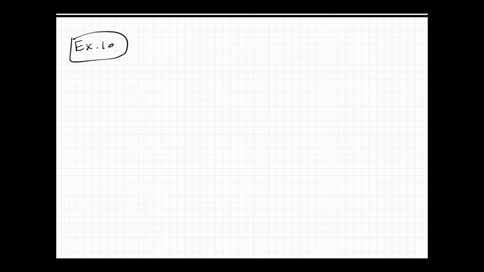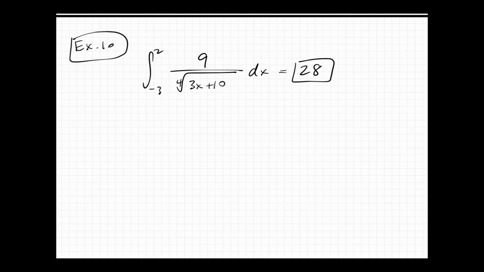Okay. From -3 to 2, 9 over the 4th root of 3x plus 10. And the answer is 28. See if you can get that.